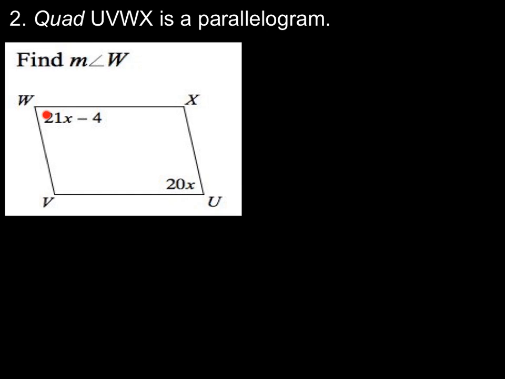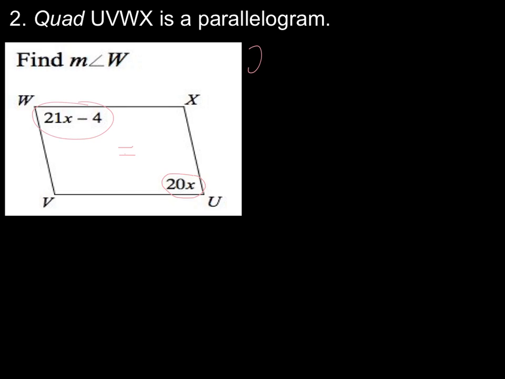One is here on the top left, one is here on the bottom right. They're opposite to each other. So the property that talks about opposite angles is: opposite angles of a parallelogram are congruent. So if we know that they're congruent to each other, we can equal them to each other. This one is equal to this one over here. Angle W is congruent to angle U.